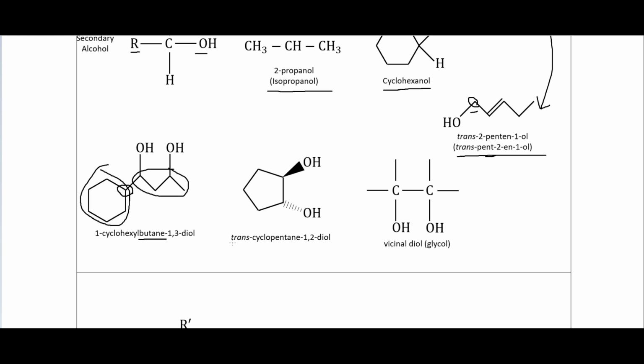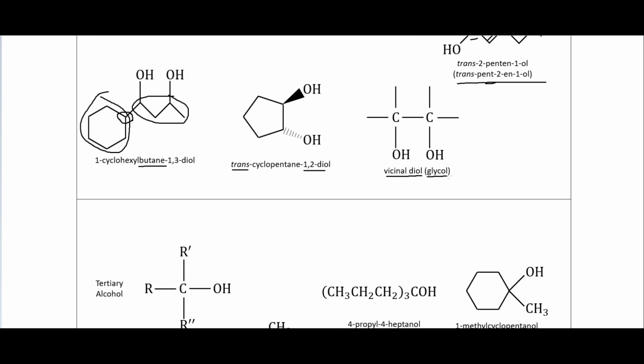And we can have this right here, trans-cyclopentane-1,2-diol. And we can have this vicinal diol here. That's going to be two alcohols on carbons right next to each other. And this is called a glycol right here.